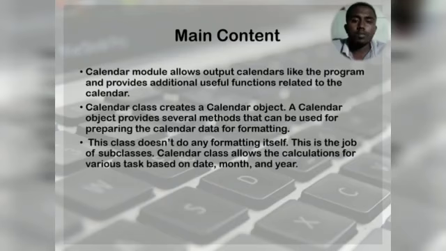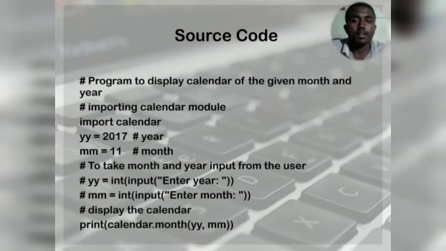Main content. Calendar module allows output calendar like the program and provides additional useful functions related to the calendar. Calendar class creates a calendar object. A calendar object provides several methods that can be used for preparing the calendar data for formatting. This class doesn't do formatting itself. This is the job of subclasses. Calendar class allows the calculation for various tasks based on the date, month and year.